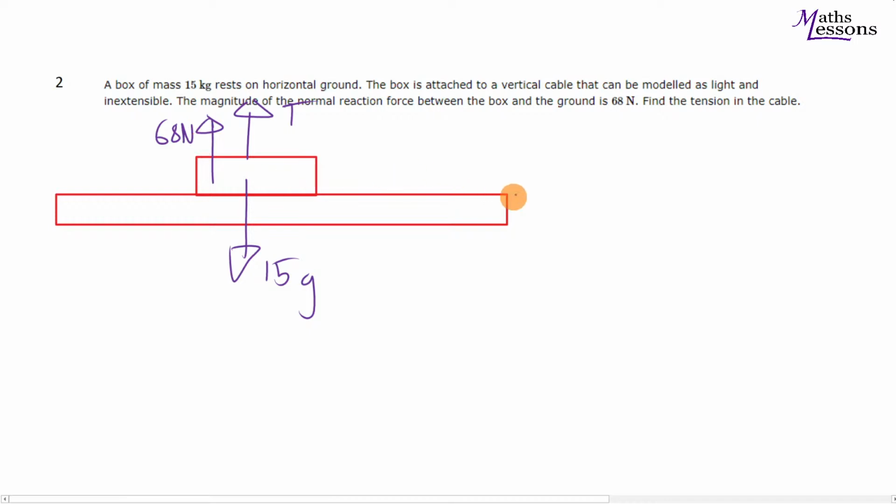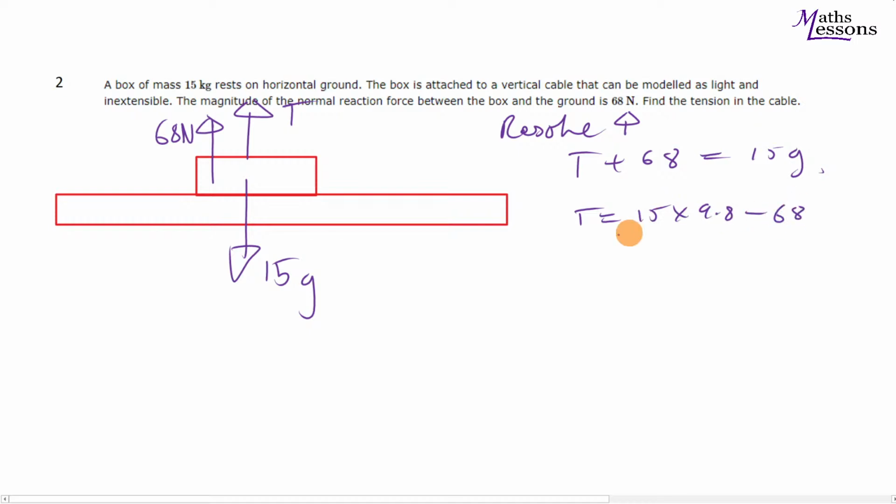So we're in equilibrium because it's not moving anywhere. So therefore, if we resolve vertically, we have the tension plus the 68 newtons must equal 15g. So T will equal 15 times 9.8 minus 68, and that comes out to be 79 newtons.